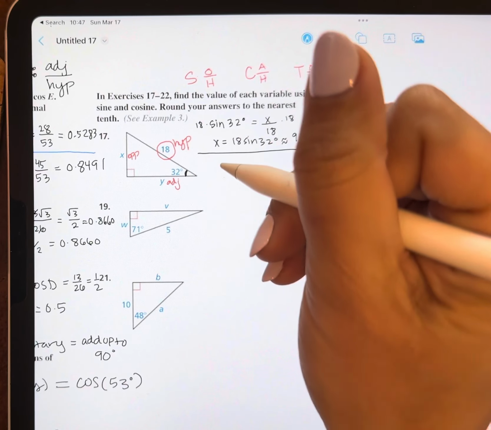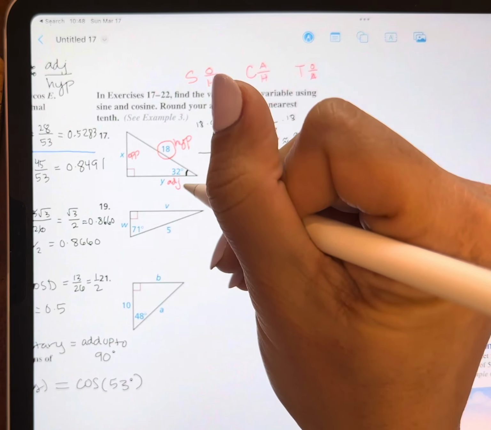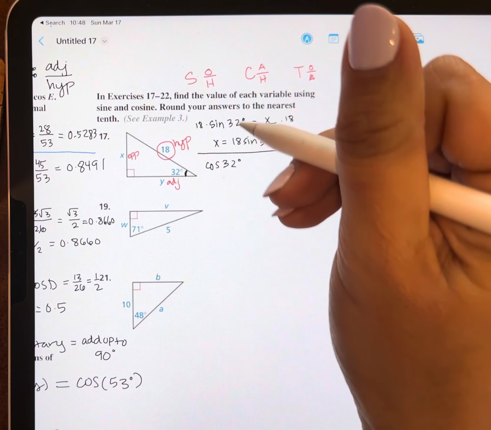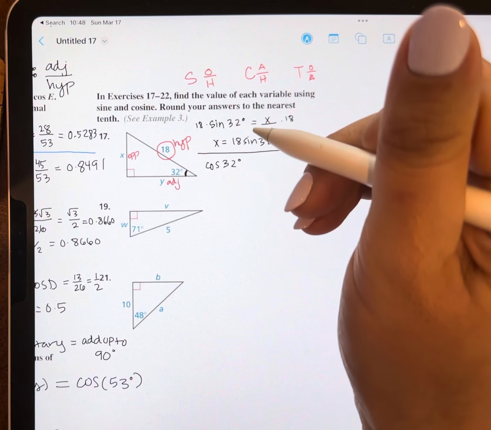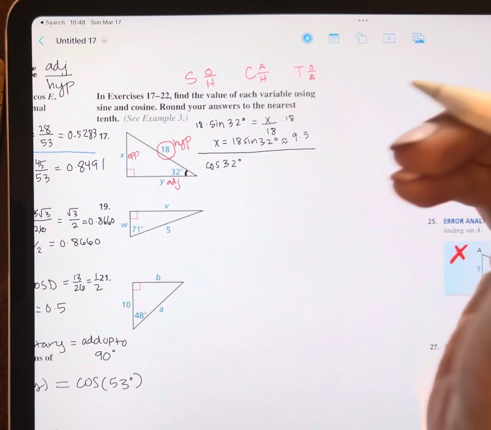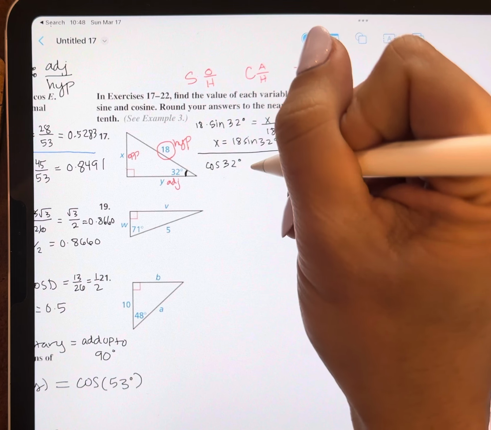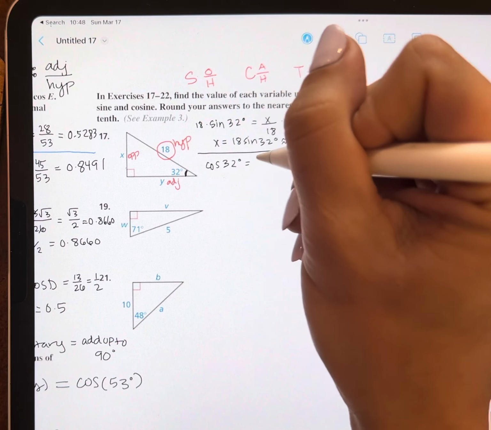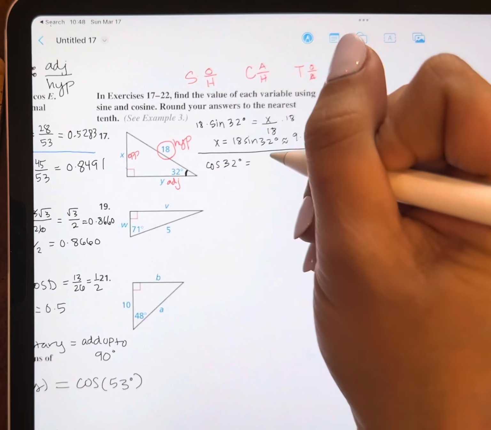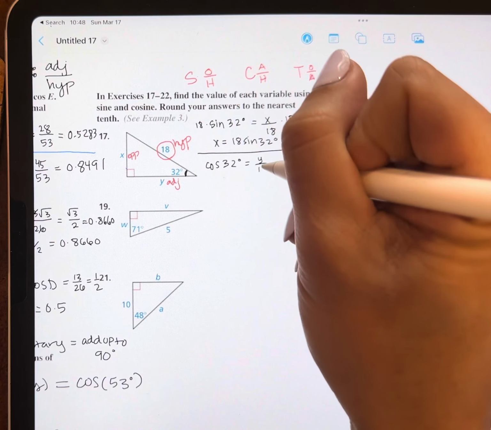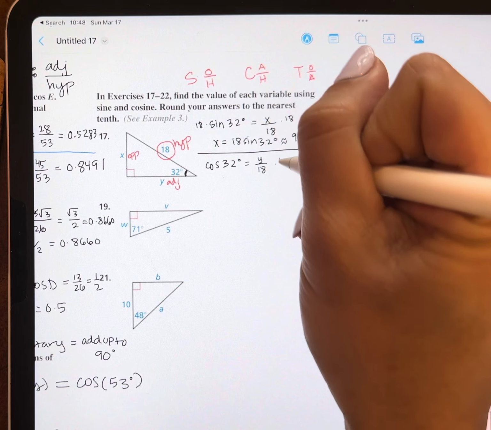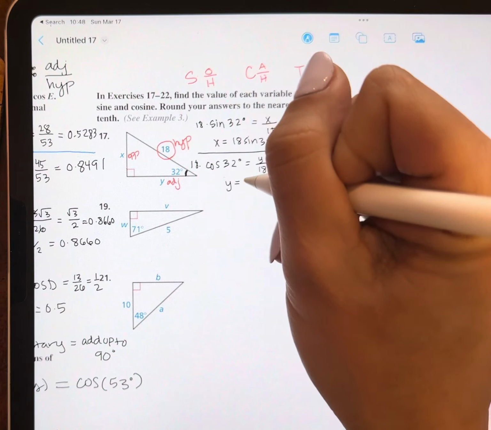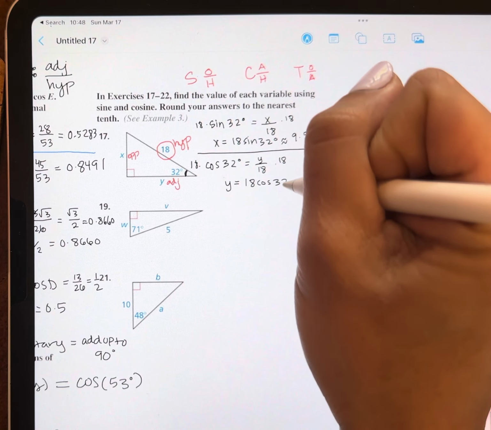At this angle, we're going to go with cosine. So cosine of 32. Guys, sine, cosine, tangent, we always put an angle measure inside them. So cosine of 32 degrees. It's not cosine times 32 degrees. Cosine of 32 degrees is adjacent, which is y, over hypotenuse, which is 18. And then again, we multiply both sides by that 18. And we get that y equals 18 cosine 32.